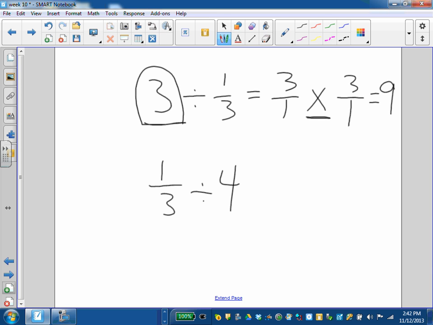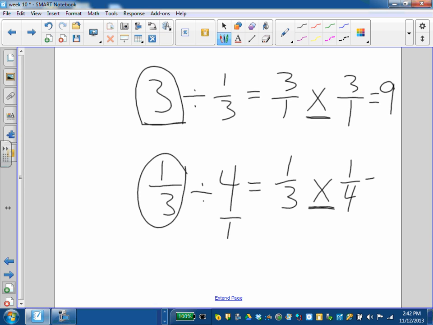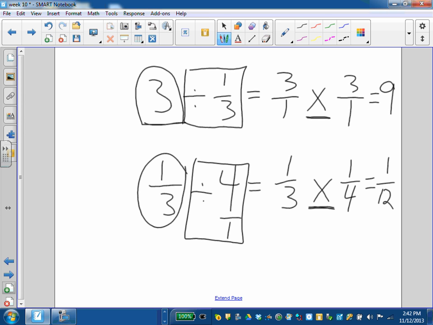1/3 divided by 4. I'm going to leave 1/3 alone. It stays just like it was. I change the symbol from division to multiplication, and then I take the reciprocal of 4. This would be 4 over 1. I flip it upside down. It's 1 over 4, 1/4. Then I can do my multiplication. Okay? It's really important. You got to remember that. You only change this part of the problem. You change the symbol, and you take the reciprocal of what's behind the symbol, behind the division sign.